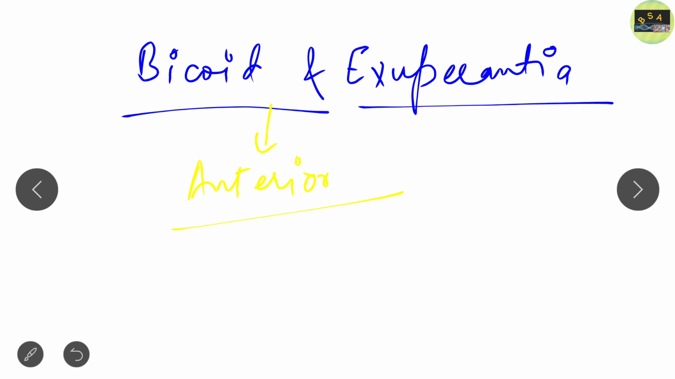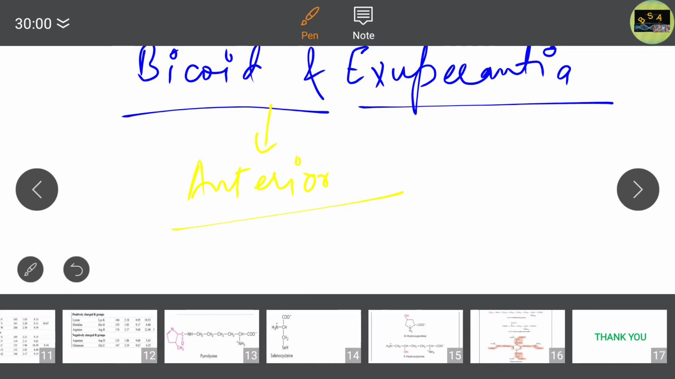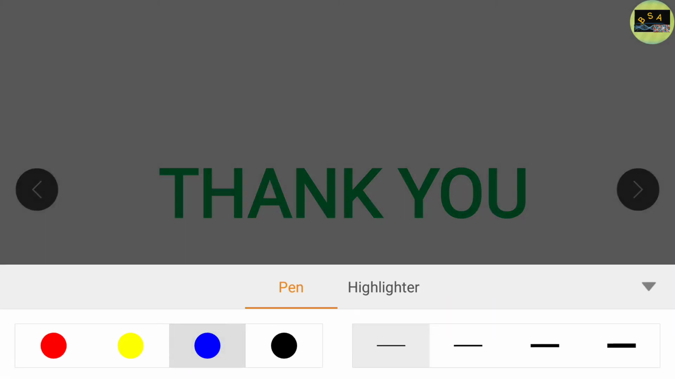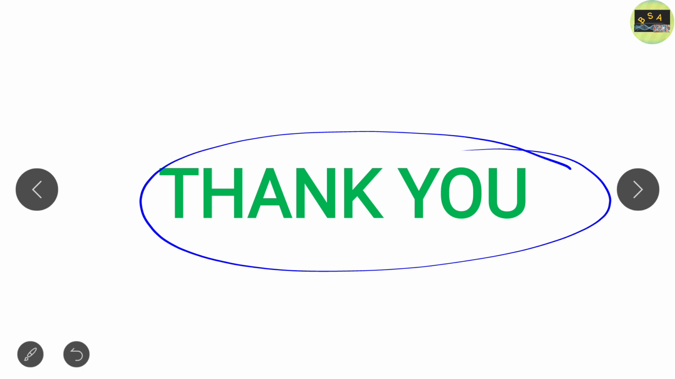Clear? So this is the concept about how bicoid acts as a morphogen. I hope that you got a clear idea with the help of the figures, and how the bicoid mRNA is localized in the anterior pole of the oocyte. Okay students, that's all for today's lecture. Today we mainly discussed in detail the bicoid mRNA.